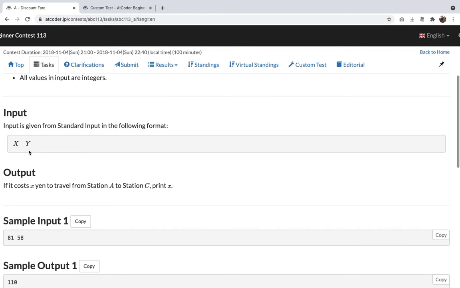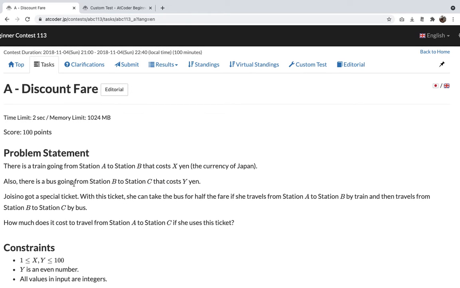Okay, what were X and Y in the first place? Station A to station B costs X yen, and the bus going from station B to station C costs Y yen. Got it. She can take the bus for half the fare if she travels from station A to B by train and then travels from station B to C. She can take the bus for half the fare. I see.